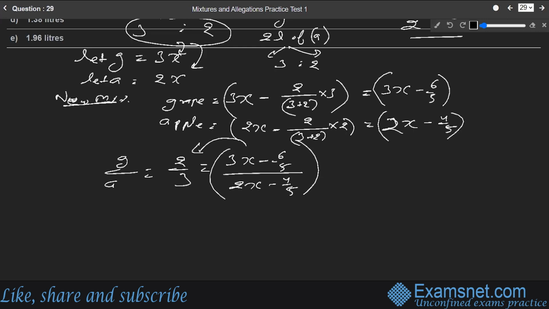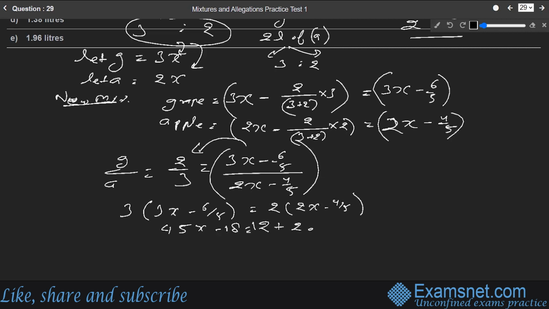If we solve this further, we have to cross multiply. If we do this, 3 into 3x minus 6 by 5 is equal to 2 into 2x minus 4 by 5. If we solve this further, this comes out to be 45x minus 18 is 12 plus 20x. If we solve this further, the x value comes out to be 30 by 65. So this was the x value that we have found out.